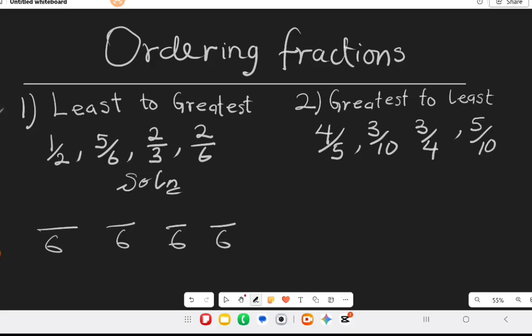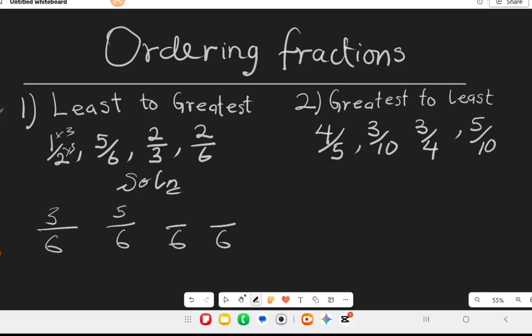Then for the first one, what do you think we will multiply to give us 6? We say times 3. If we times 2 by 3, it will give us 6. So since we times the denominator by 3, we also times the numerator by 3, and 1 times 3 gives us 3. We do that for the second one. 6 is already the denominator, so we don't have to do anything here. We retain the 5.